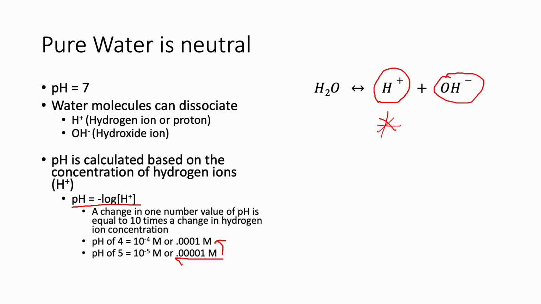So, do you need to be able to calculate this value? No. I just wanted to make sure that we understand that a change in one number on the pH scale is actually a 10-fold increase or decrease in the hydrogen ion concentration.